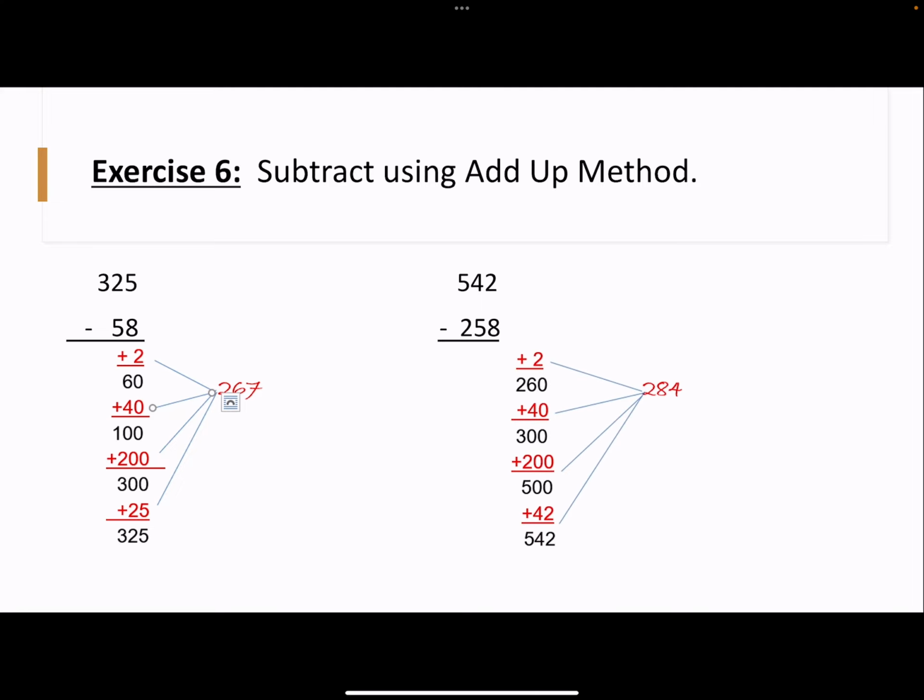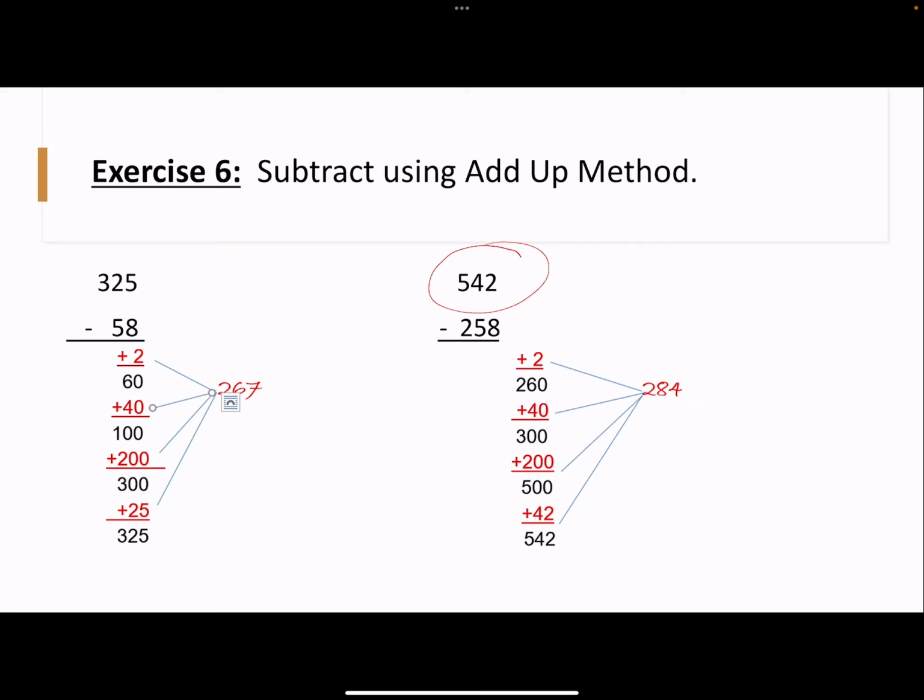Here's another example. I want to take that same problem that we worked in the previous algorithm. We're going to subtract it using the add-up method. So 258, I started off by adding 2 to get me to 260. I added 40 more to get to 300. Remember, my goal is to get back to 542. I added 200 to get to 500, and I needed 42 more to get to 542.